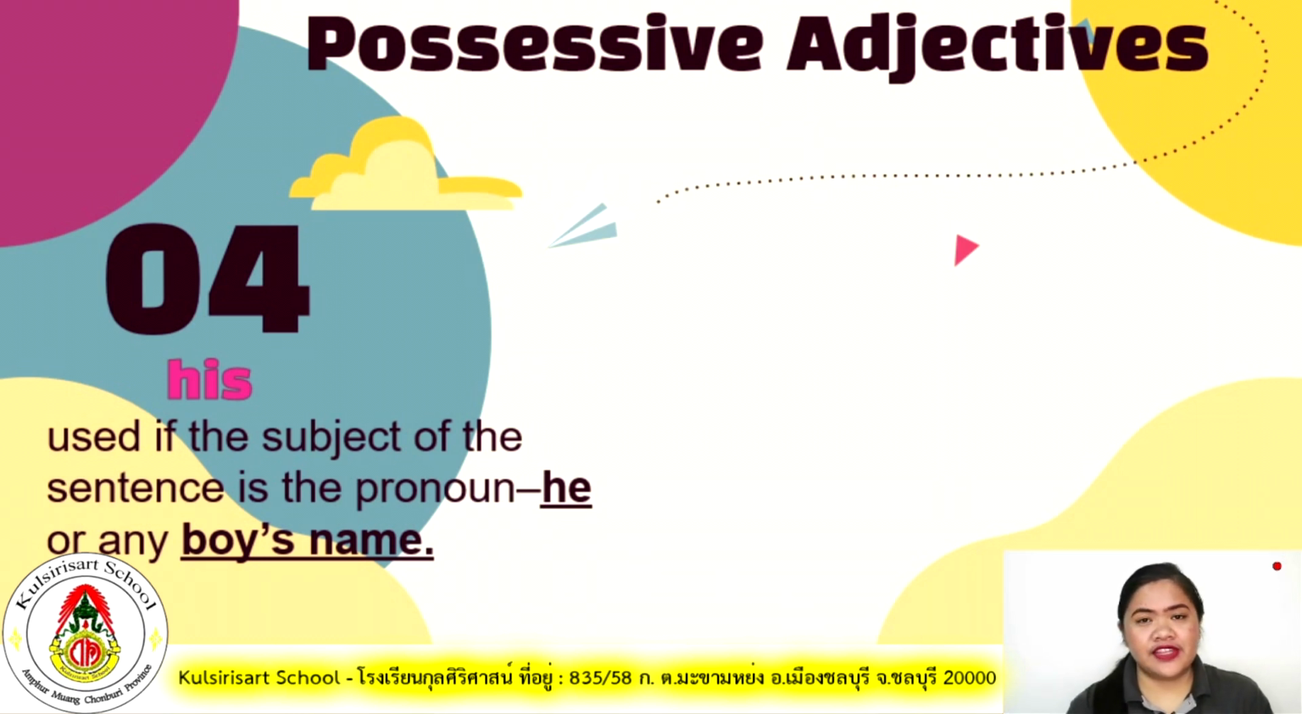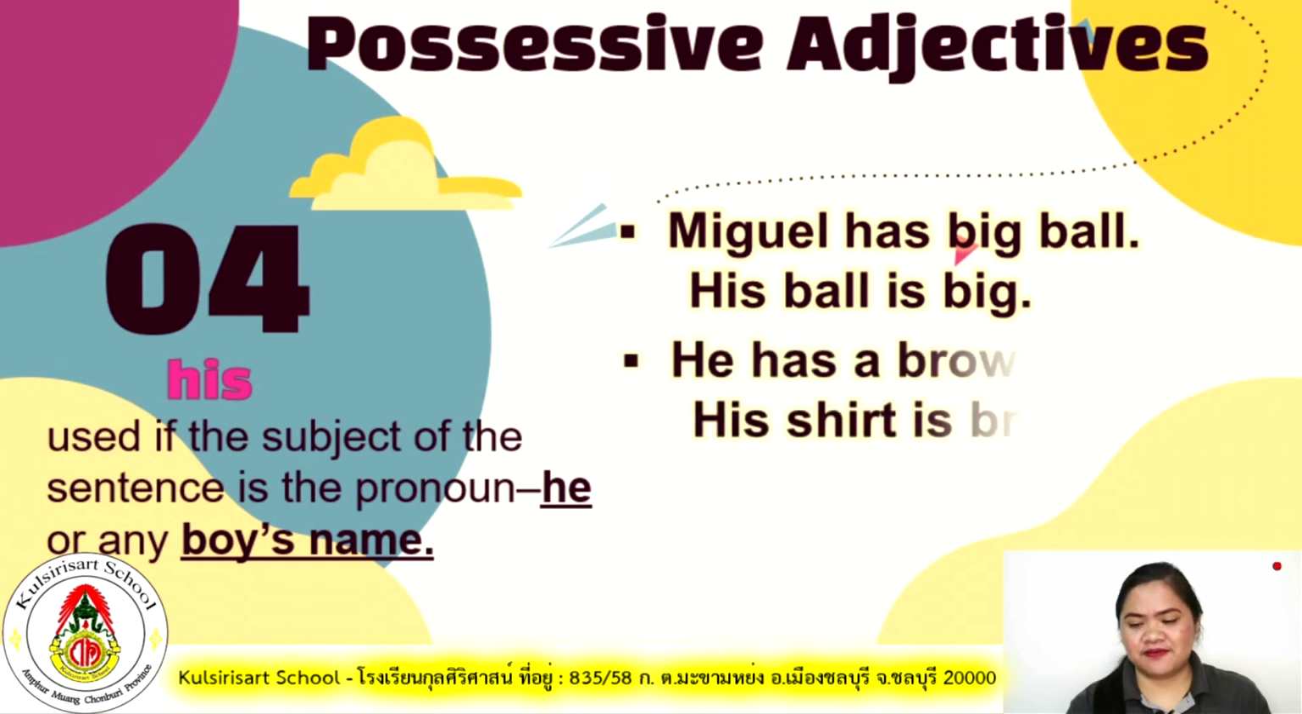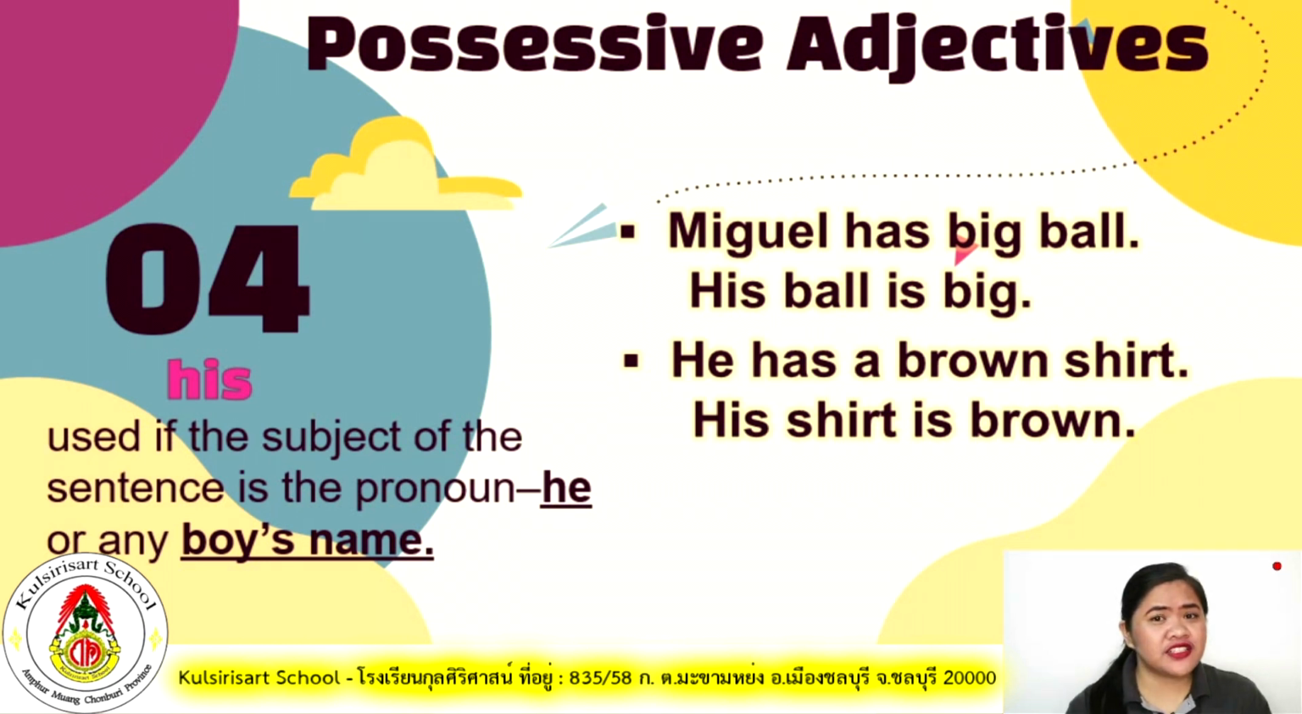So we have the example number 1. Miguel has a big ball. And when we're going to use the possessive adjective, it will become his ball is big. His ball is big. Okay, next. He has a brown shirt. What is the color of his shirt? Brown. So what will be the possessive adjective? His shirt is brown. Again, his shirt is brown. I hope you get it.